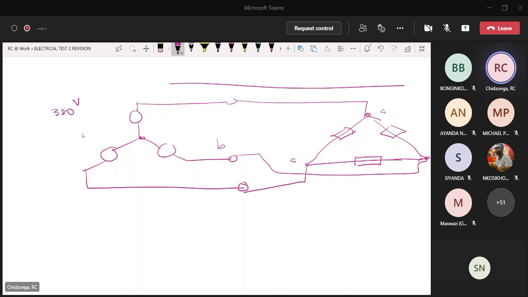Is 380 volts or sometimes 400 volts. So when you see the voltage is like that, it's a three-phase source. And then they just give you the voltage as 380 or 400. You should know that it's a line-to-line voltage.